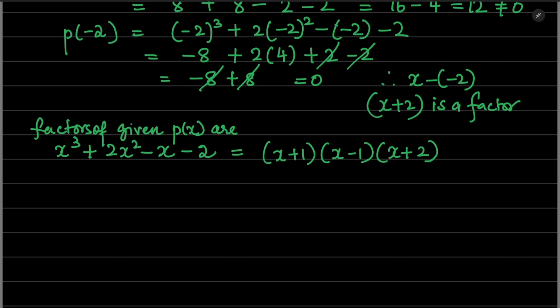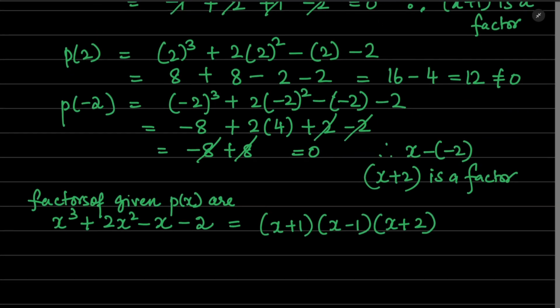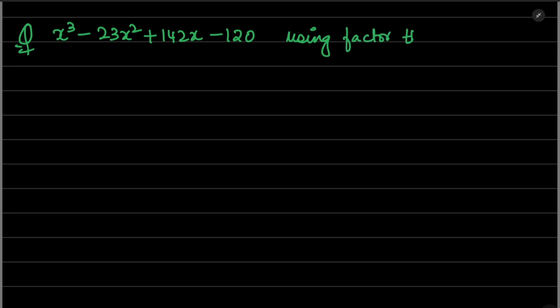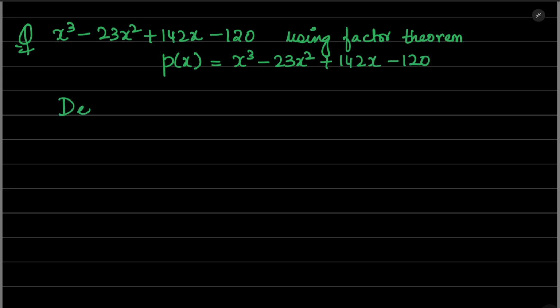So the next question is to factorize x cube minus 23x square plus 142x minus 120. You have to factorize using the factor theorem. So what is the first thing that you would do? You just let your given polynomial p of x be x cube minus 23x square plus 142x minus 120. We need to find the degree of the polynomial.